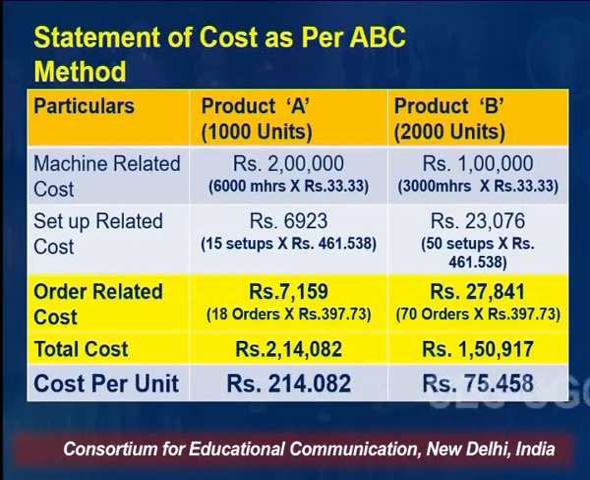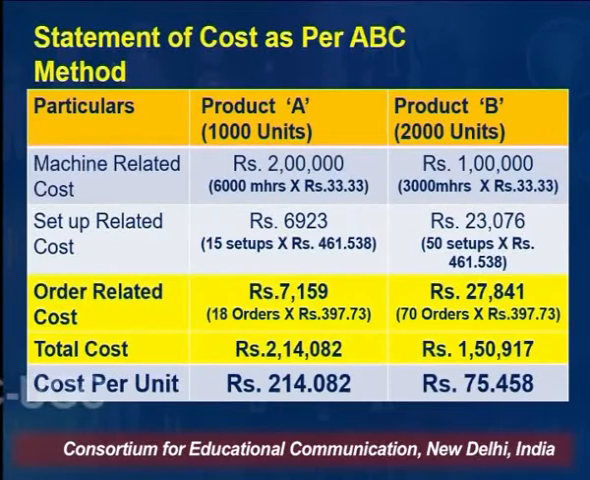Order related cost: 18 orders were there for product A and 70 orders were given for product B. So what we have done, we have taken both the orders, we have taken the first order, that is for product A, multiplied by the rate. See, the rate is same for both the products, because we have found the combined rate, and we have simply multiplied it with the number of orders. So when I multiply it with the 18 orders for product A, the cost comes to be rupees 7,159. For B it comes to be rupees 27,841.